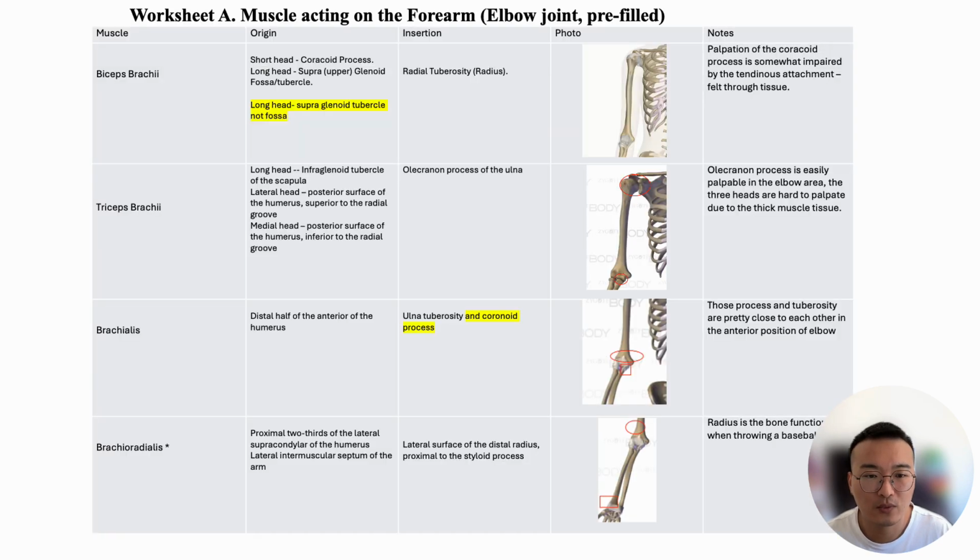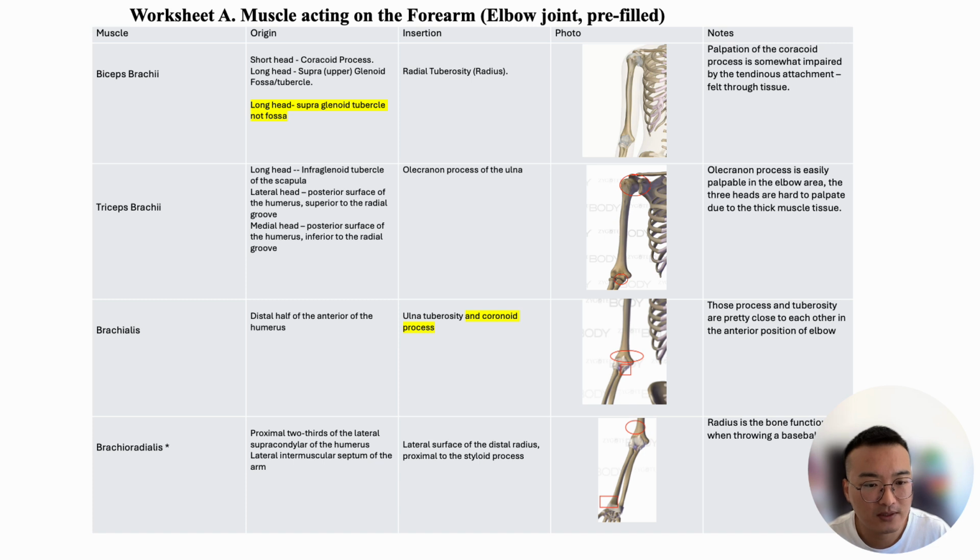I will start with Worksheet 1, Muscle Acting on the Forearm. The first muscle I'm going to talk about is the biceps brachii. The origin of it is the short head, coracoid process, and the long head, supraglenoid tubercle. And the insertion of it is radial tuberosity of radius. For the notes, the palpation of the coracoid process is somewhat impaired by the tendinous attachment, which fell through tissues.